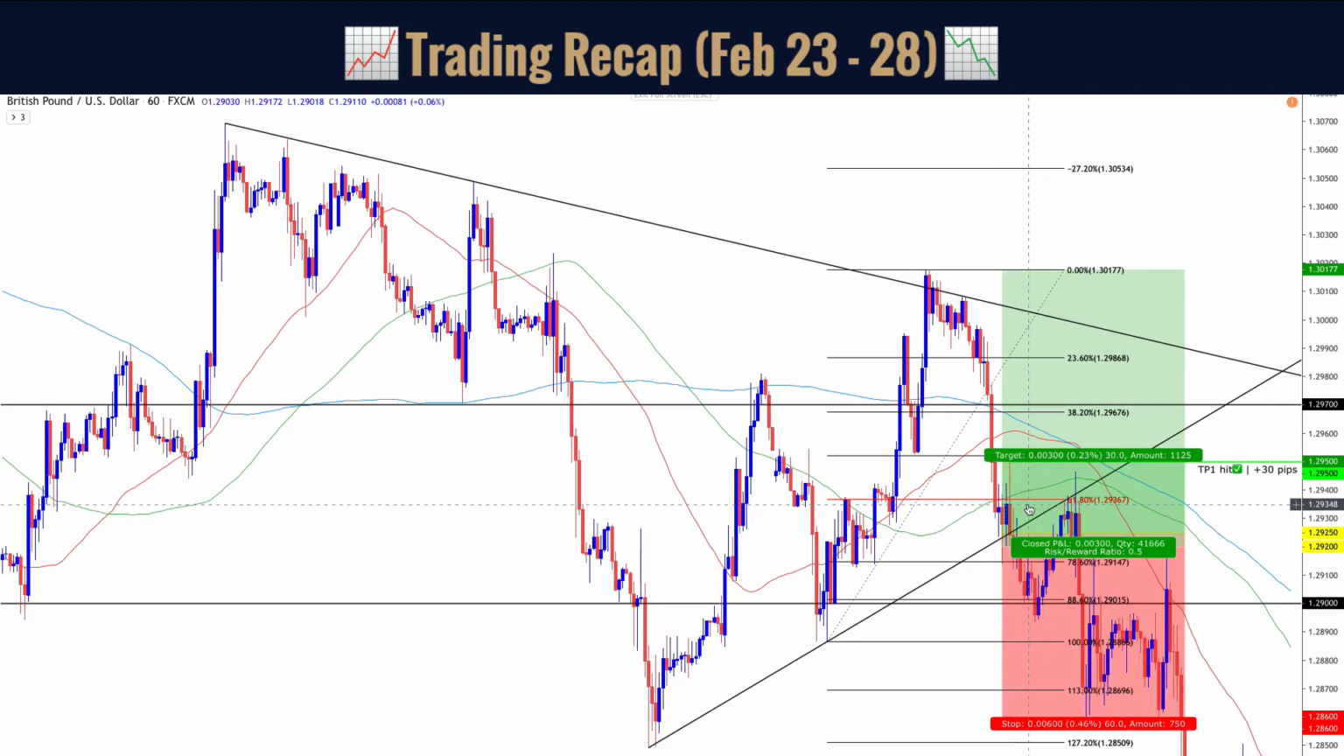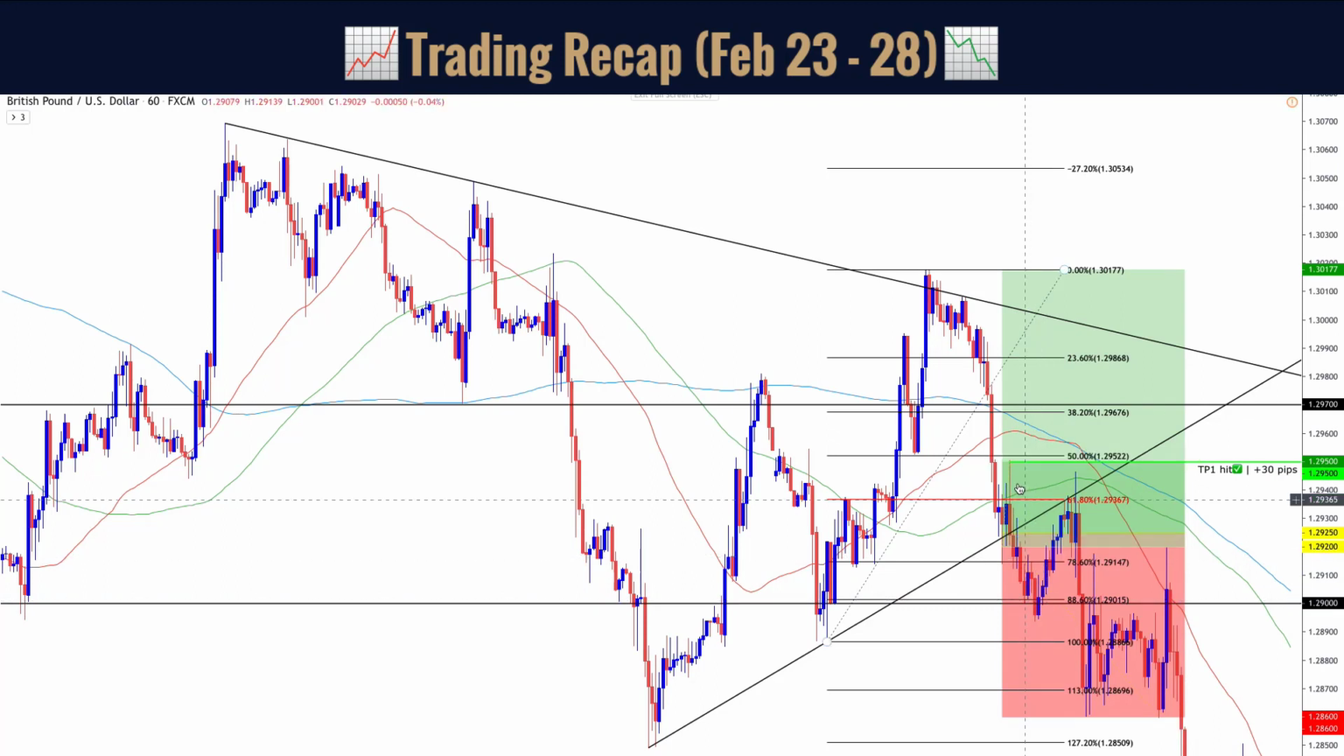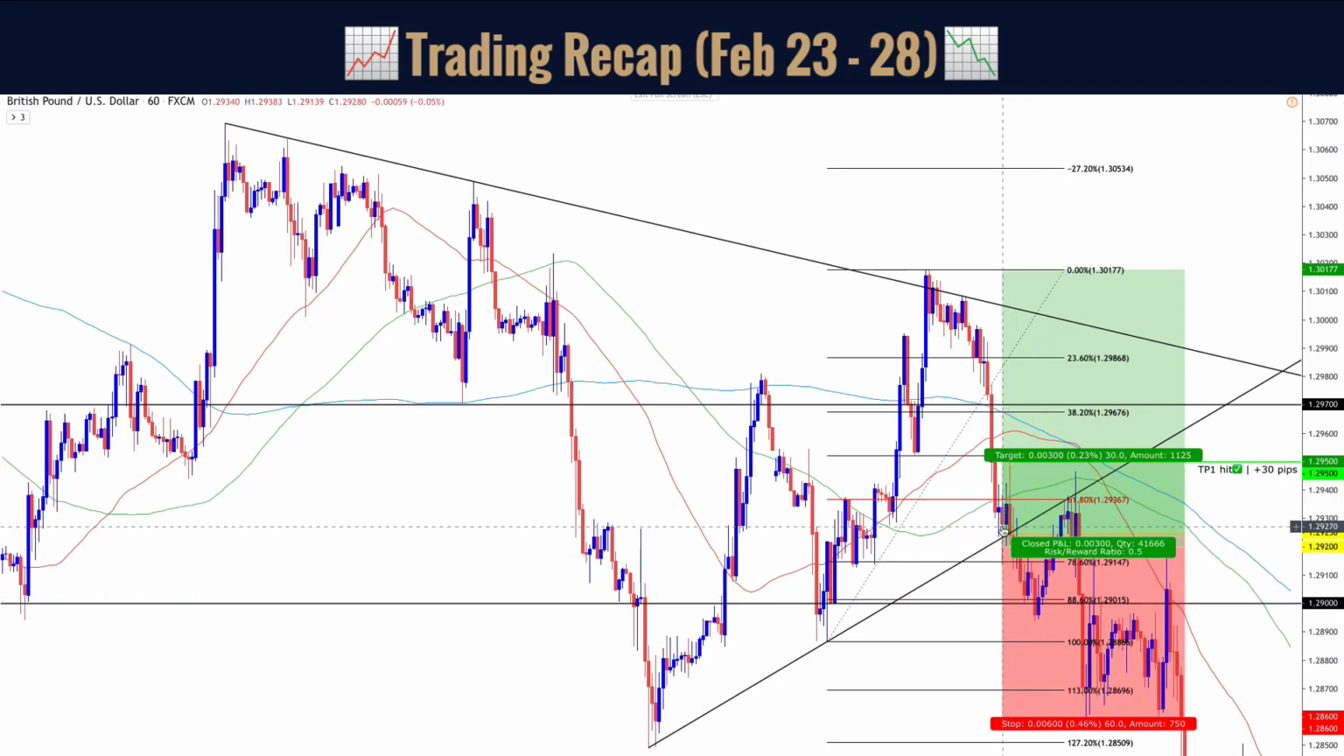We called another entry at about the same level, at 1.2925, as mentioned in the VIP signals group, but we decided to exit it at break even right here because, as you can see, we entered and then it went negative. We had already secured our 30 pips profit, but after we entered, price dipped into the negative zone and then came back to break even for a couple of hours.